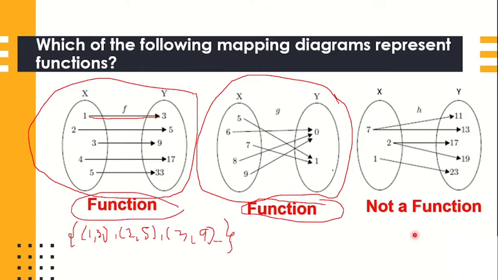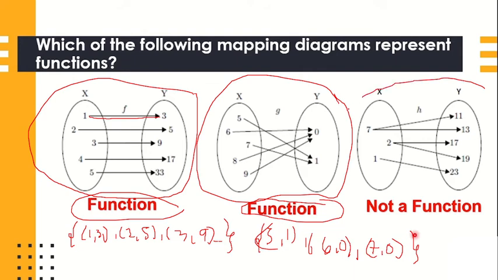Next: 5 and 1, 6 and 0, then 7 and 1. As you can observe in the x, or the domain, nothing repeats.